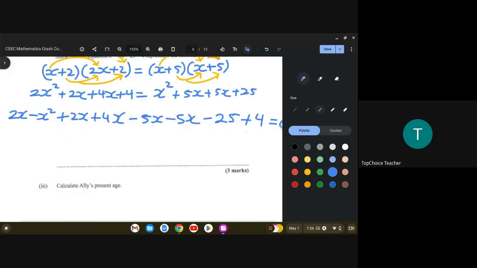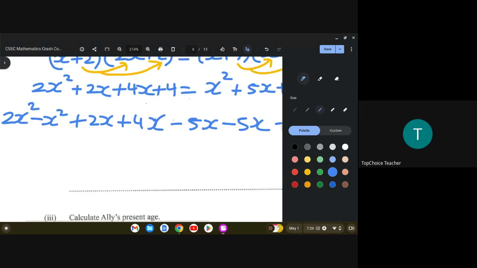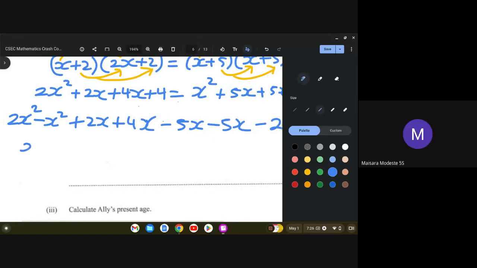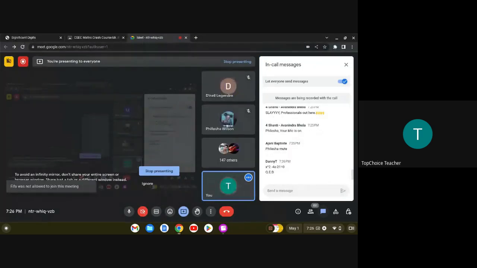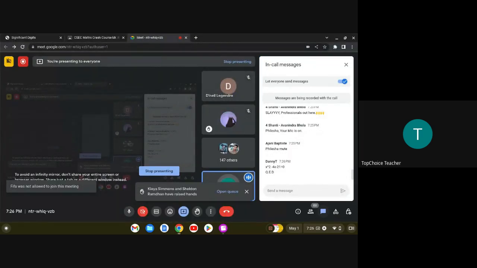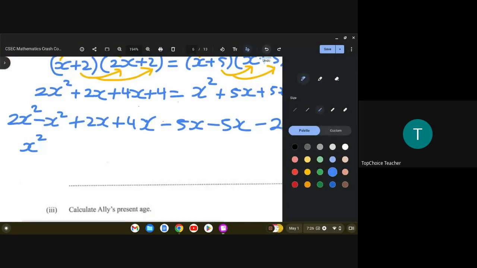Now I know it's looking like a mess, but we're going to simplify like terms. What is 2x squared take away x squared? It's like you have 2 of something taken away 1 of something, right? So it would just be x squared. Does anybody not understand how 2x squared take away x squared is x squared? Yeah, that's the answer. 2x squared take away an x squared is going to give us an x squared. Hopefully you'll understand that one.